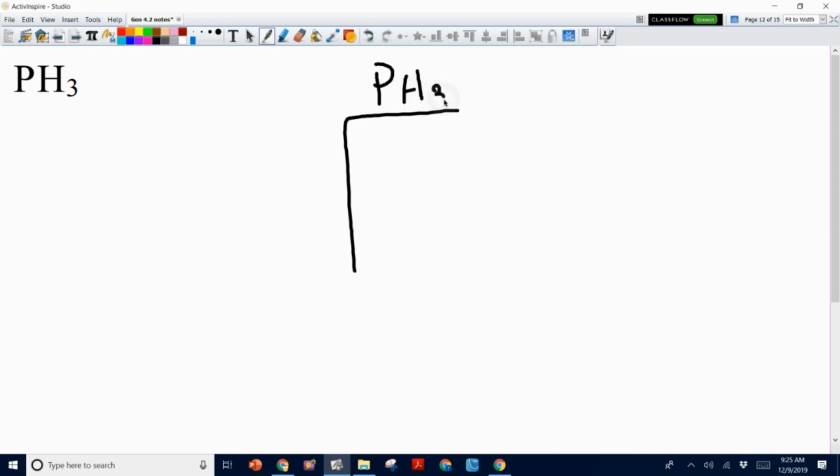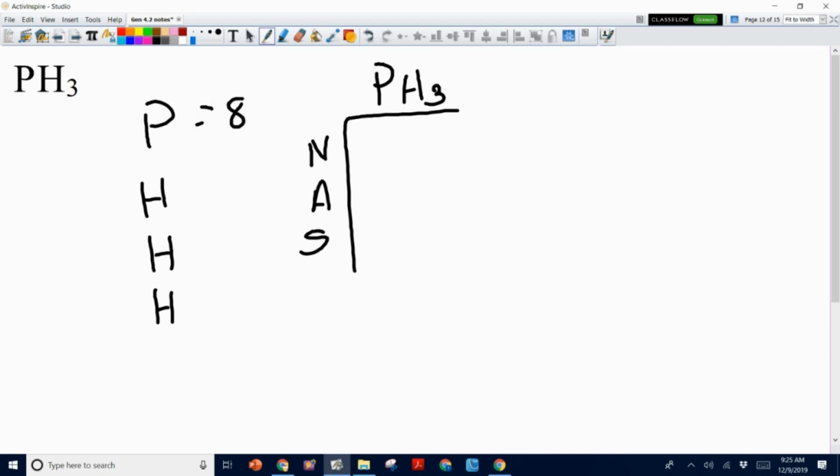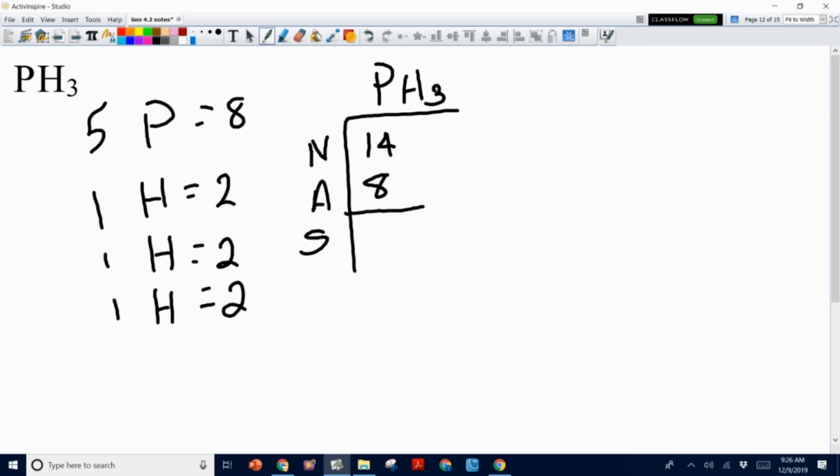So if we look at PH3, all right, so we have 3 hydrogens. So phosphorus needs 8, hydrogens need 2, 2, and 2. Okay, phosphorus actually has 5, and the hydrogens have 1, 1, 1. All right, so 8, 9, 10, 11, 12, 13, 14, and 5, 6, 7, 8. Okay, so 14 minus 8, 6, divided by 2 is equal to 3 bonds. Okay, and then 8 minus 6 is 2 electrons.